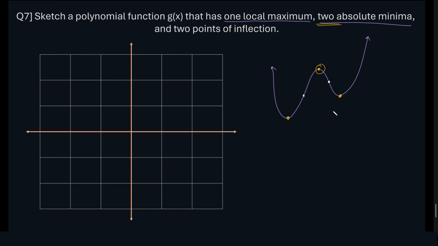That means these 2 points have the same y value. So if we try to plot it on the graph, then the polynomial function looks something like this, with the two absolute minima here and here.